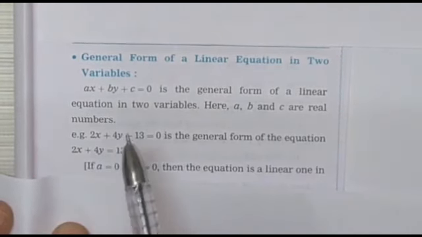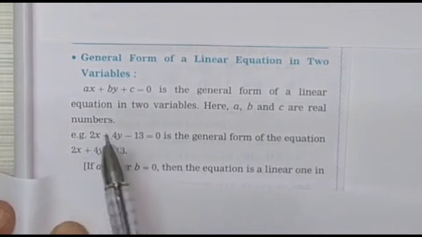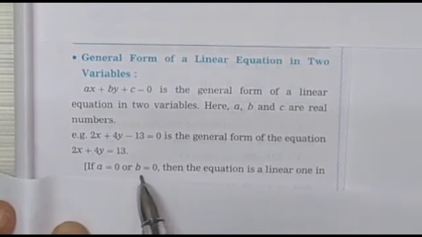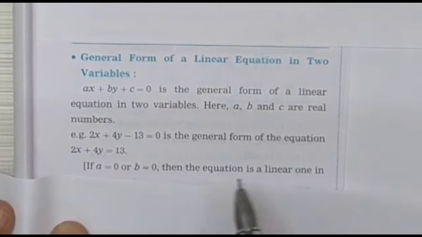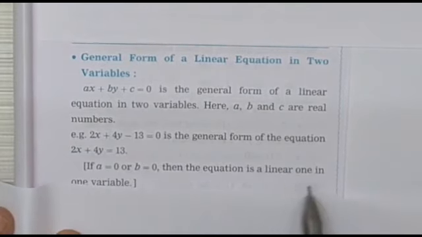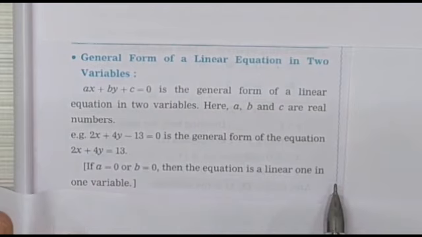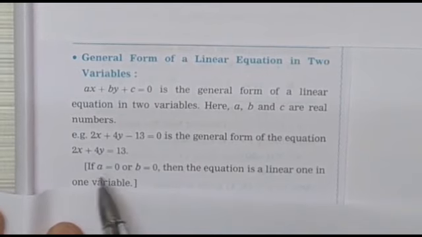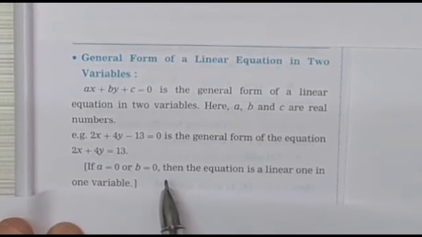In general form, the condition is that if a is equal to 0 or b is equal to 0, then the equation is a linear equation in one variable. Therefore, the condition is that a is not equal to 0 and b is also not equal to 0.